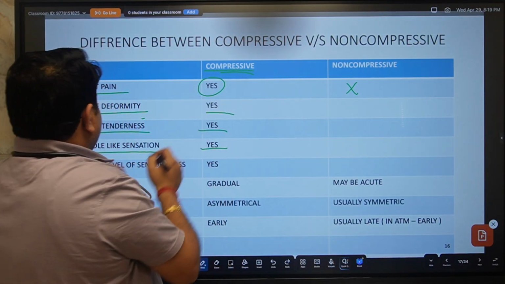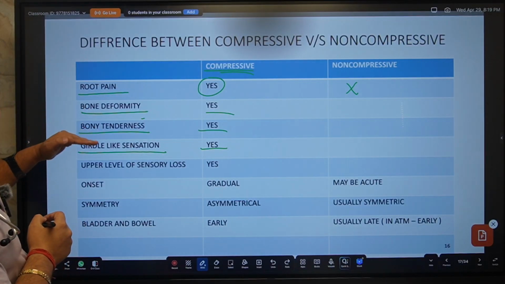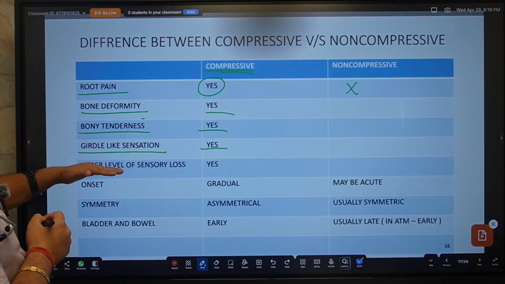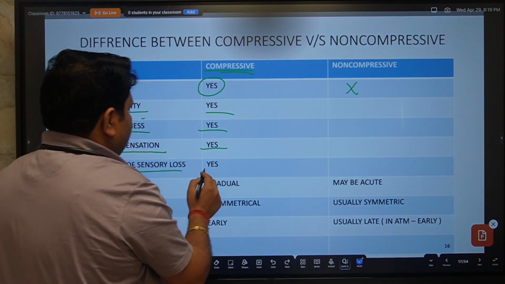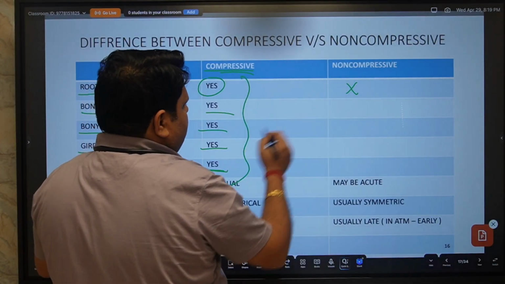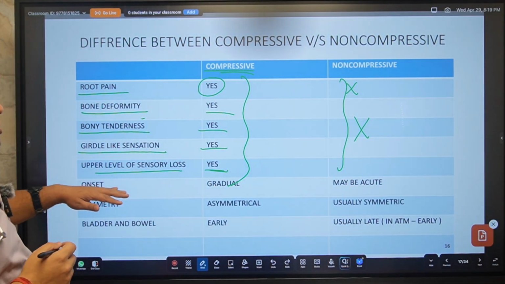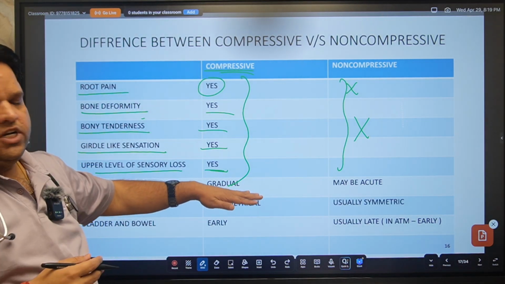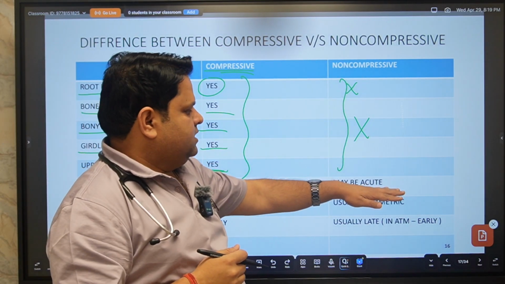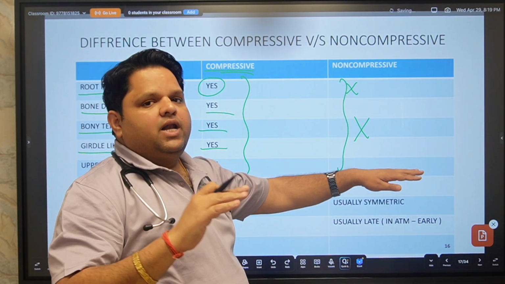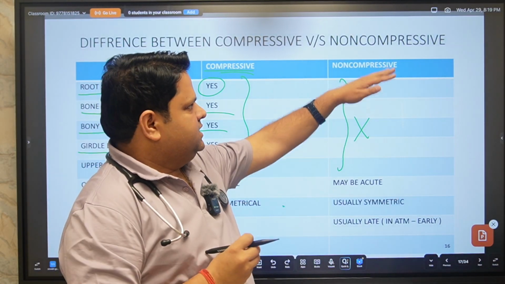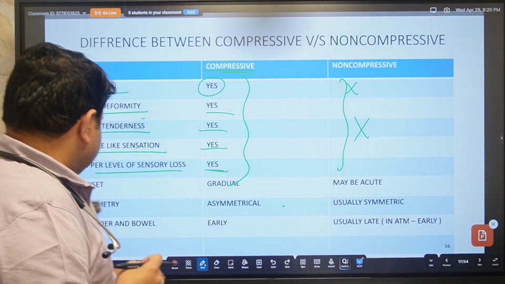So root pain, bony tenderness, bony deformity, girdle-like sensation, and an upper level of sensory loss, a clear level of sensory loss, are seen in the compressive type of myelopathy and not present in the non-compressive type. Onset is usually gradual in compressive myelopathy. In non-compressive, it may be acute or gradual, like acute transverse myelitis, in which there is acute onset of weakness.